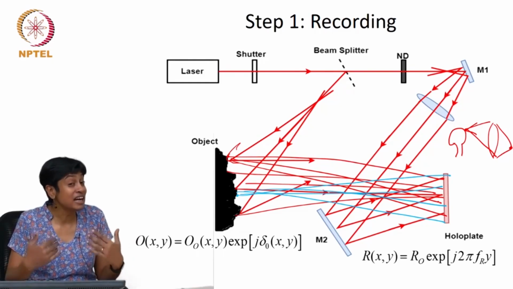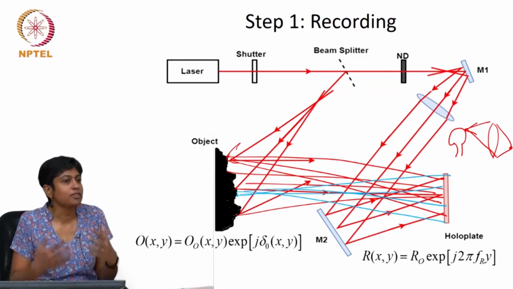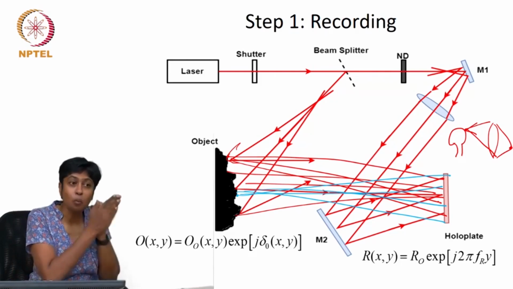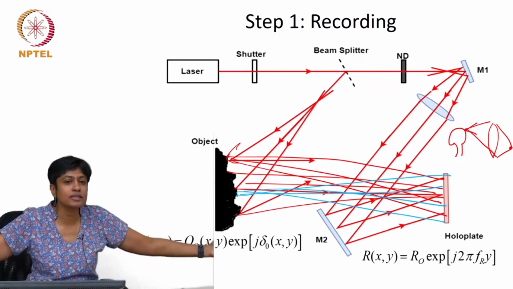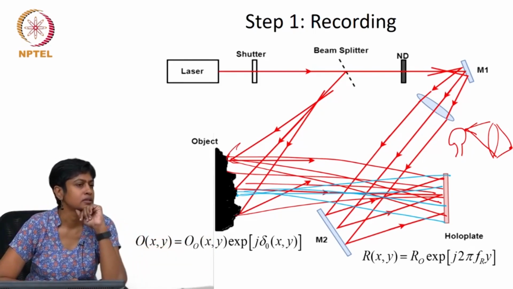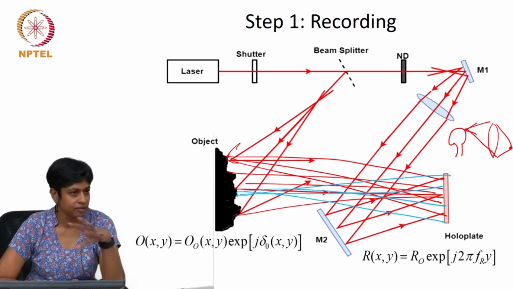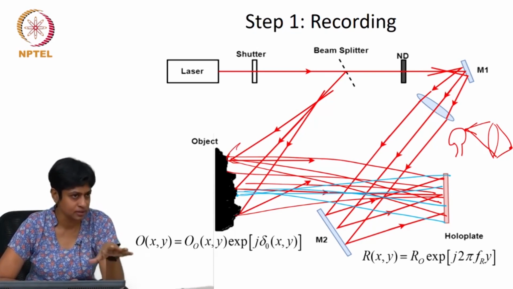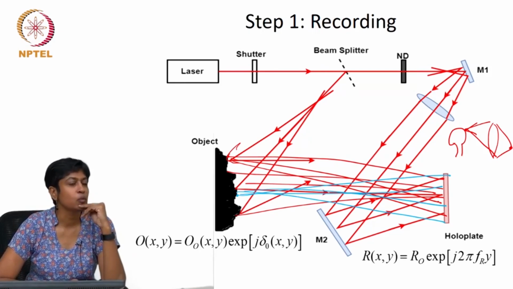But what's the advantage of the fact that light from one point exists all over my hologram? What's the advantage in that? It looks different from different angles. That's part of the holographic process. Yes, yes. But what's the other advantage?